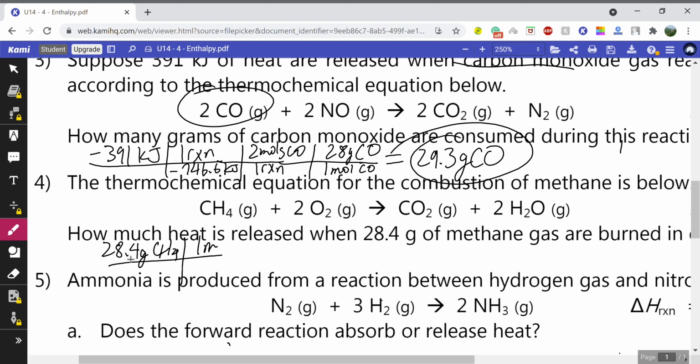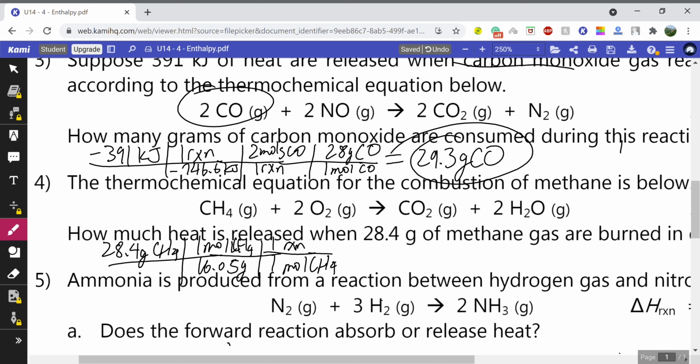Next, for every 1 mole of methane, how many grams is that? C plus 4 H's will be 16.05 grams. Next, for every 1 mole of CH4, there is, for every one reaction, 1 mole of CH4.